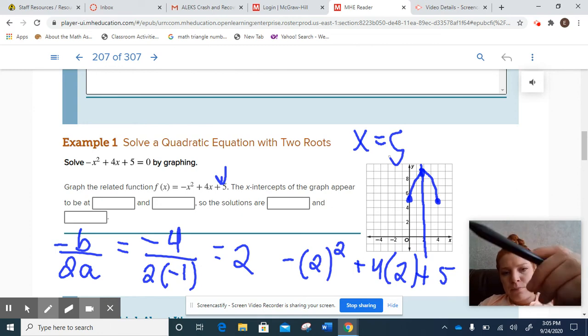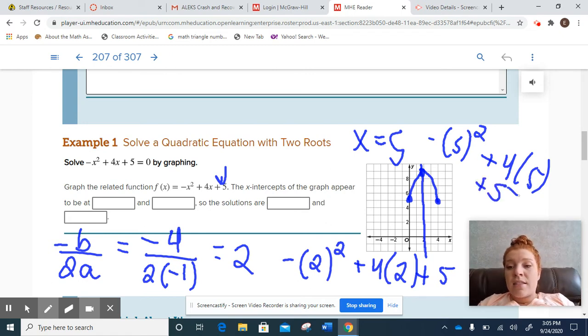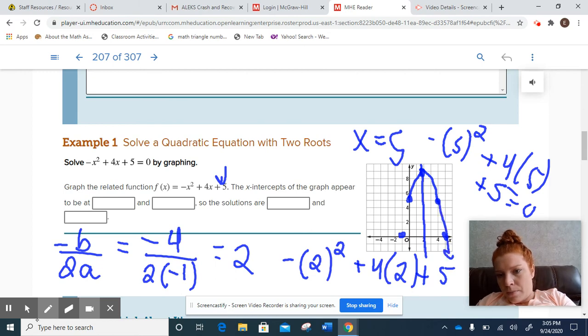So plug in 5. Negative 5 squared plus 4 times 5 plus 5. And that is 0. It adds up to 0. So my root or my x-intercept or my 0 is at the 5 there. And then the other one, I'm going to flip this point over, is going to be here at negative 1. So I don't even have to solve that one because I can just flip it.